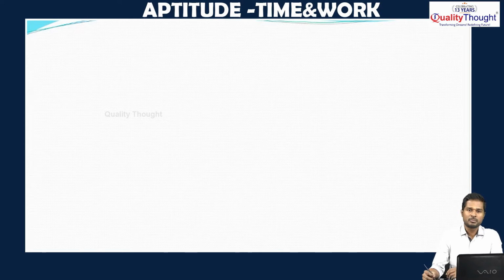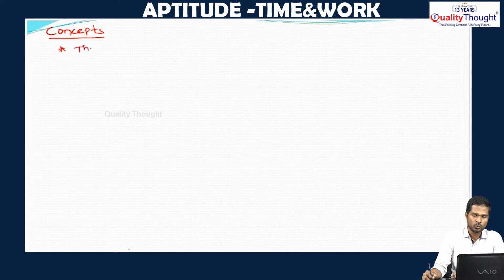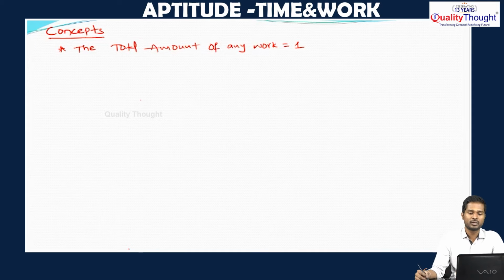Before solving the problems, let's write some concepts about time and work. The first point is the total amount of any work. The total amount of any work will always be equal to 1. This is the main thing we need to remember.